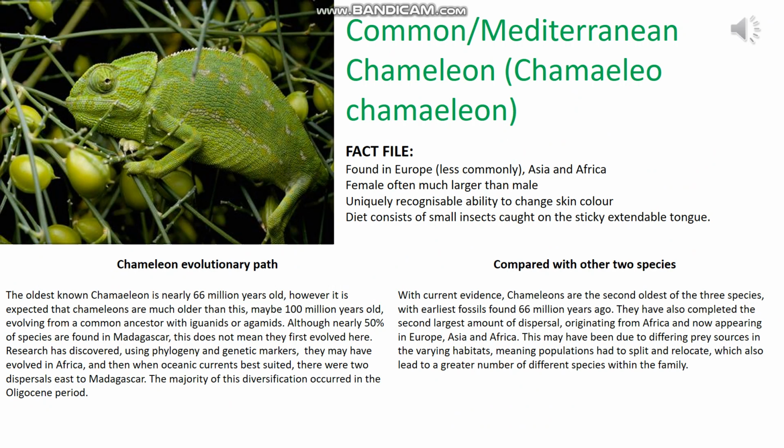This is still enough time for them to have completed a relatively large amount of geographical dispersal. Being first found in Africa, researchers discovered that they dispersed eastwards when ocean currents best suited, and also moved to Europe and Asia. Also, nearly 50% of all 202 species are endemic to Madagascar, showing that although they evolved in mainland Africa, both species and geographical evolution have pushed 100 or so chameleons into endemism.